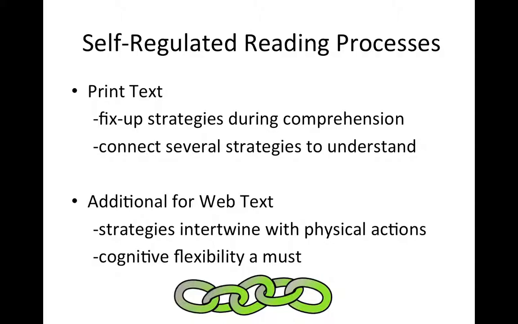So if you're reading on a website and you think, I don't really understand what this is, you might be able to click on a link and it will take you to some background information that will help you make sense. And so this term cognitive flexibility, you mentally have to be nimble when you're reading on a website, because you have to be able to predict where you're going to go if you click on that link, or even if you need to click on that link. There's so many extra things that you have to do when you're reading that web text.